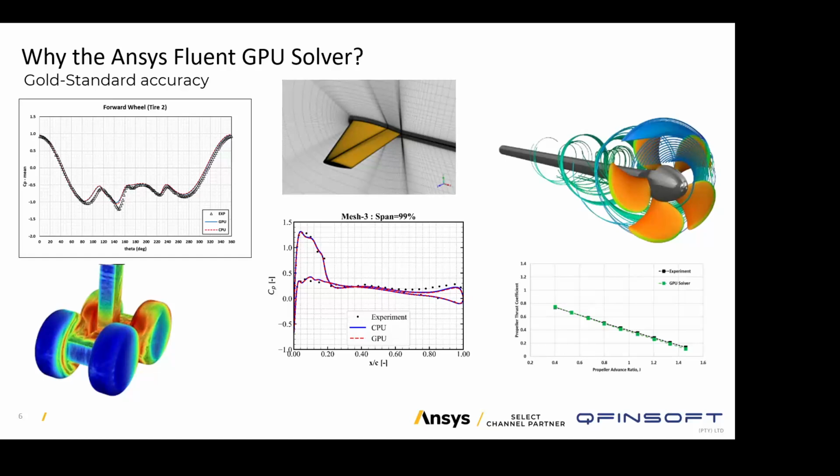In the middle, we have the pressure coefficient around an airfoil. You can see there as well that the experimental results and the numerical results vary very little, and the CPU and the GPU basically lie on top of one another. And then on the right hand side, we have a propeller simulation, where we compare the GPU results to the experimental results, and you can see that there's hardly any difference between the two. So this gives us a good confidence that the results of the GPU solver are as accurate as we can get.